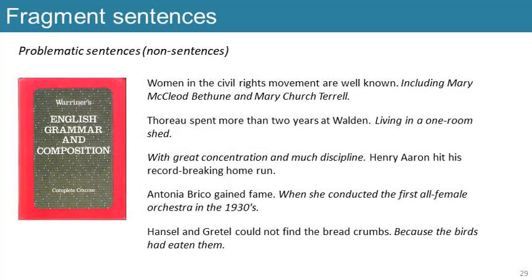Warrener's English Grammar and Composition, which is commonly used by teachers of English in American schools, has a whole section on fragments, how to detect them and how to correct them. Here are 5 of Warrener's examples of fragments, shown in italics. The standalone dependent or subordinate clauses in the last 2 examples are a common manifestation of fragment sentences, also known as non-sentences.